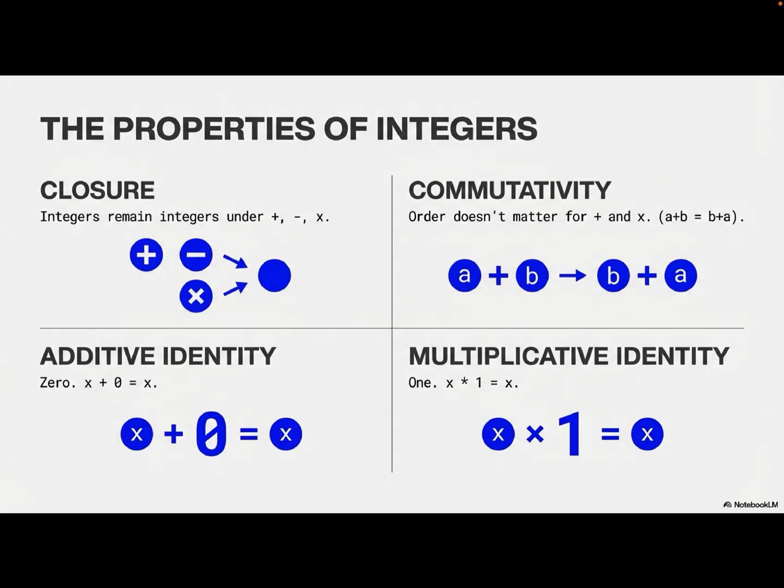Properties: integers are closed under addition, subtraction, and multiplication. Addition and multiplication are commutative, while subtraction and division are not. 0 is the additive identity, 1 is the multiplicative identity.